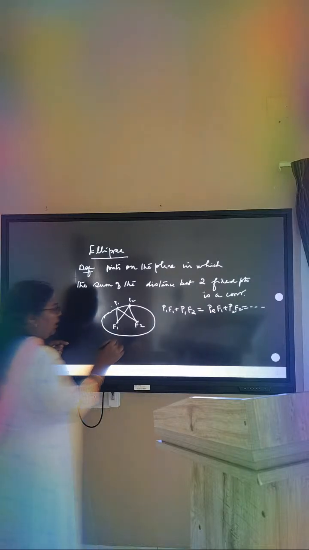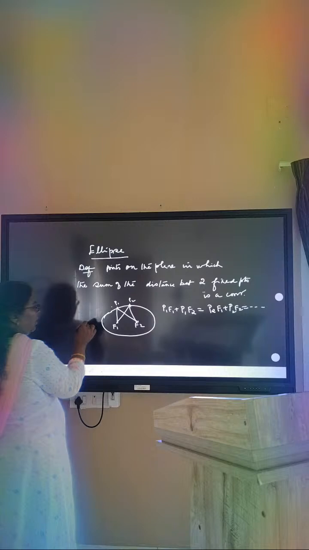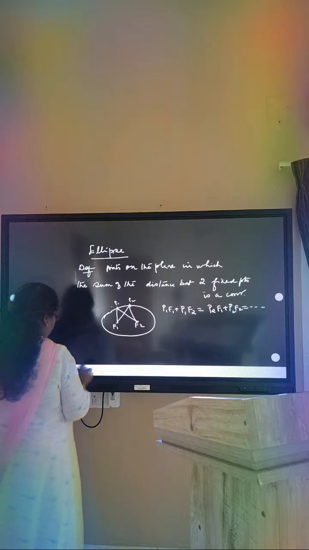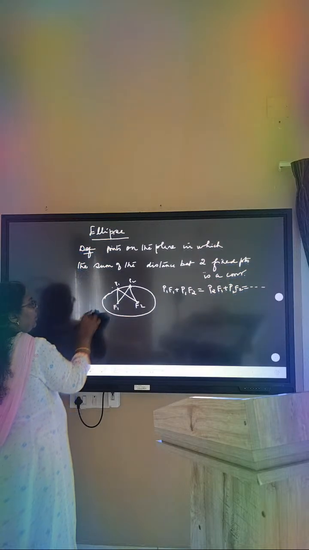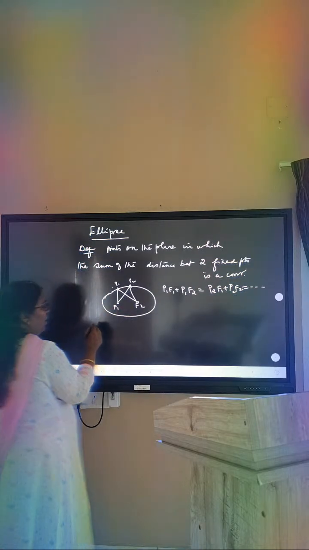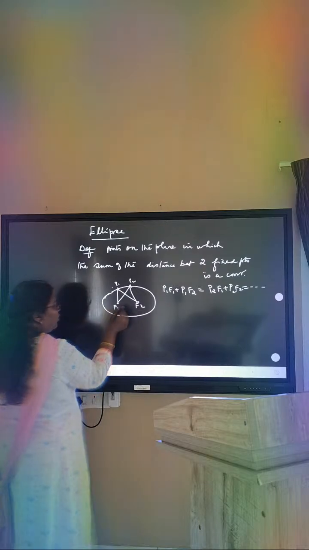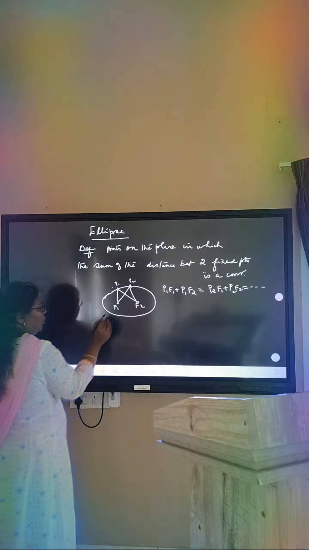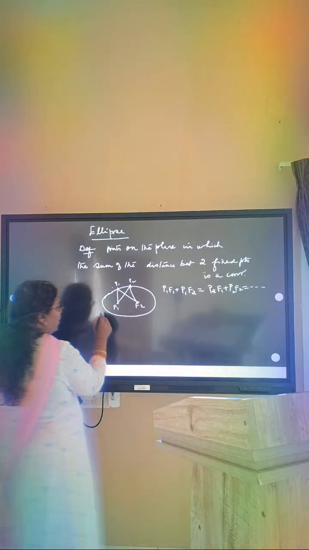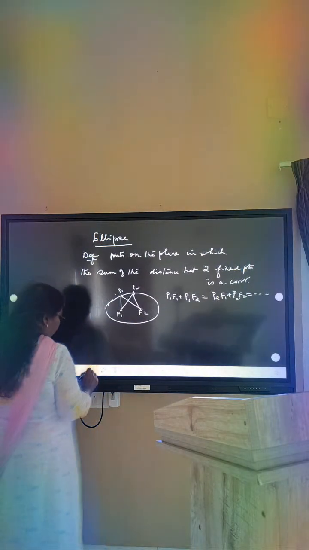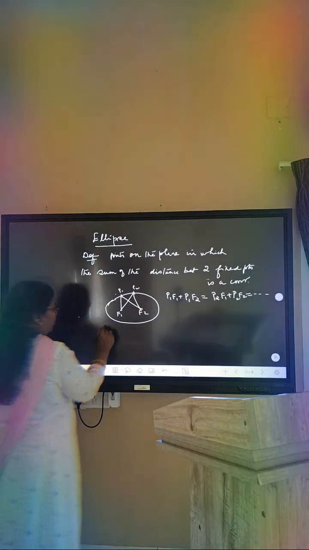And now we'll see what is the focus and all that. The fixed points are called the foci, because there are two fixed points. Generally if we have one fixed point, we call that a focus, but because here there are two fixed points, we call them foci. So the foci are here.